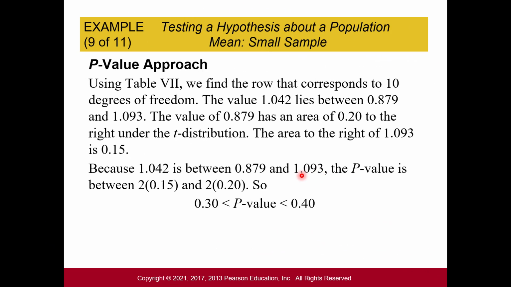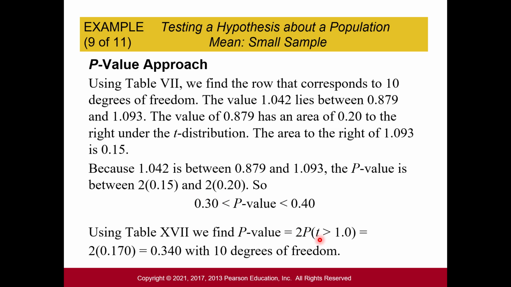Okay, so we figured out that p was between 0.3 and 0.4 because we doubled the values from our table. And then from the other table, we are looking at t greater than 1. And so we just say 2 times that probability. So 2 times 0.17, and we get 0.34.